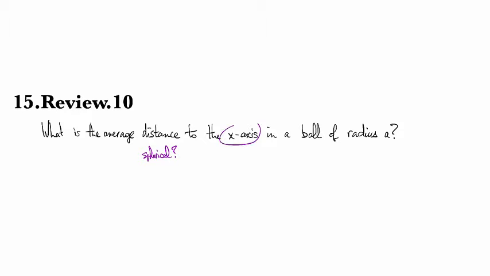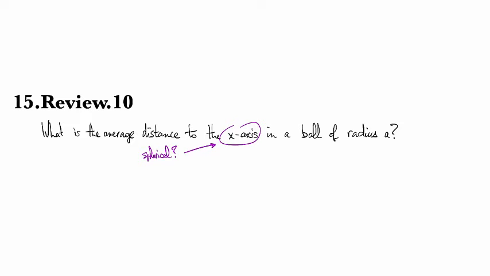But the distance to the x-axis is something horrible in spherical coordinates, right? So maybe that's not the thing to do. But instead of shifting to a different coordinate type, let's just shift to a different axis, because the average distance to the x-axis is going to be the same as the average distance to the z-axis, just by symmetry, because it's a ball, right?